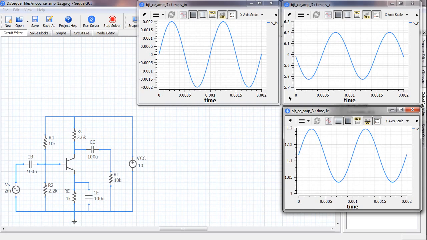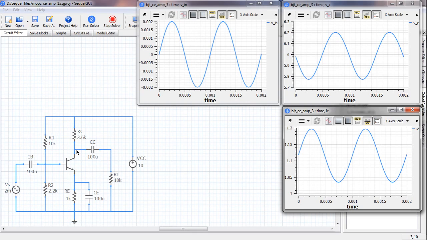And this is the Vc, the collector voltage at that node. And what do we expect that to be? We expect it to be centered around 6 volts, that is the bias value of Vc. And we expect the peak to peak voltage to be 0.45 volts from the last slide.